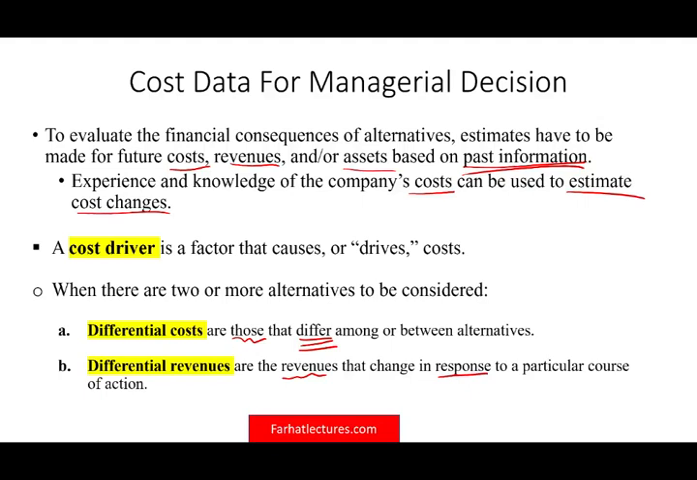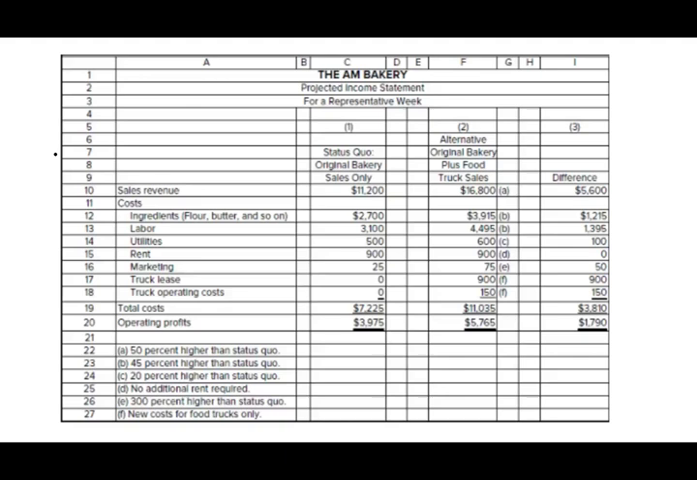The best way to show you this is to show you maybe some numbers. So this is the AM Bakery, and this is their projected income statement, and they're planning to go with a new route. They're going to have a food truck. So these are their numbers right now. This is the status quo, the original bakery sales only. People come and buy bakery goods. Sales revenue is 11,200. Ingredients, flour, butter, and so on, 2,700. Labor, utilities, rent, marketing. You have the numbers, total cost. Then revenue minus cost equals operating income.